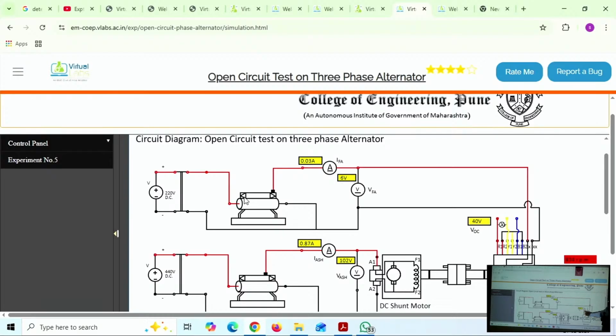Up to what value? One more thing. Again, see, in one experiment, how many points are we discussing? What voltage will you give? Okay, you open this. Rating. Okay, rating.